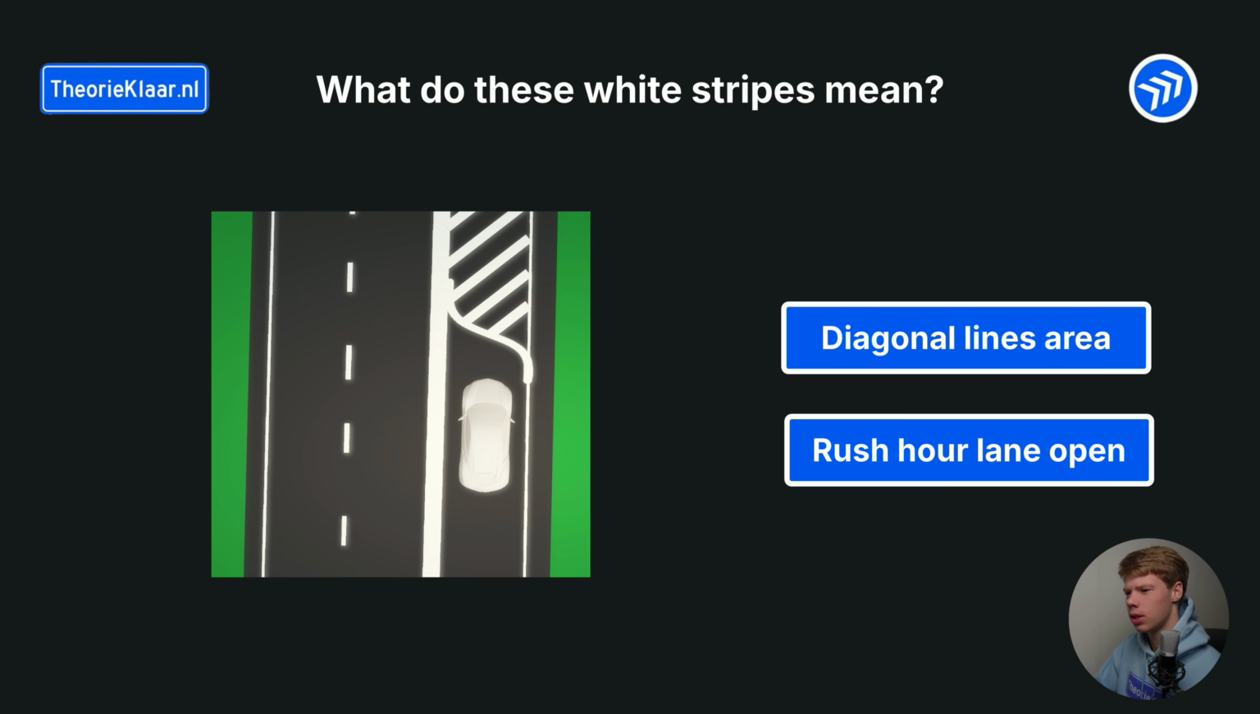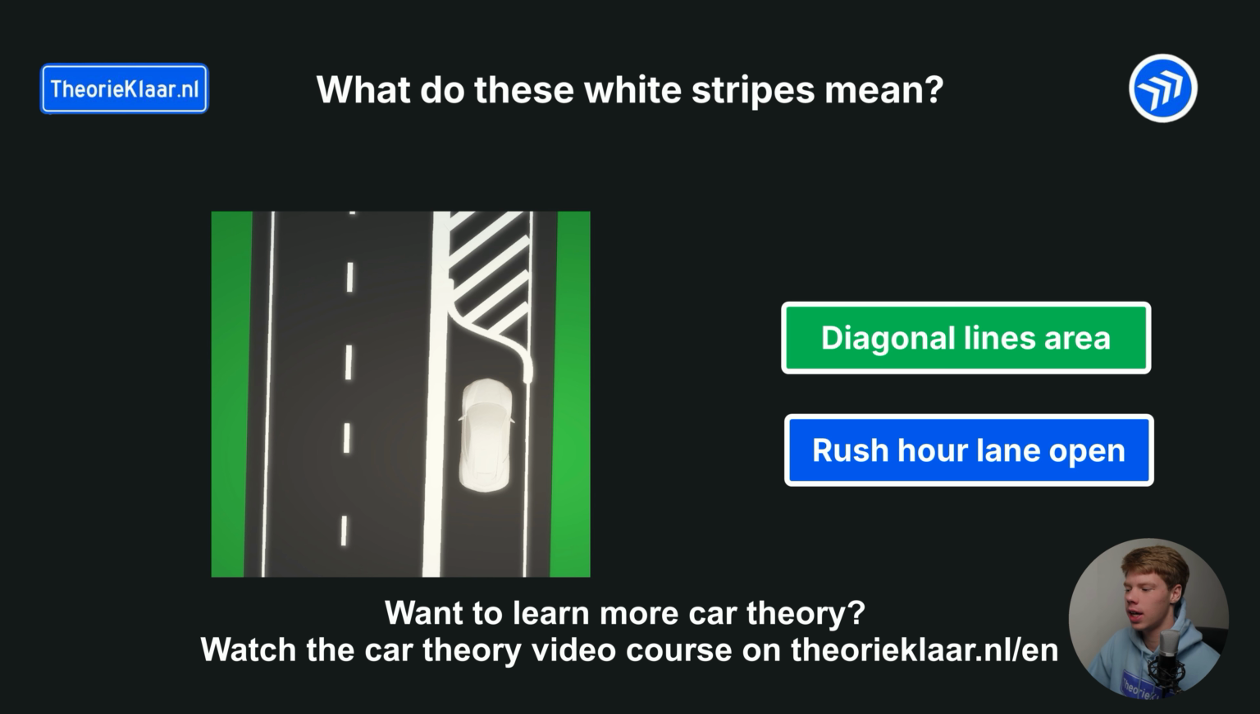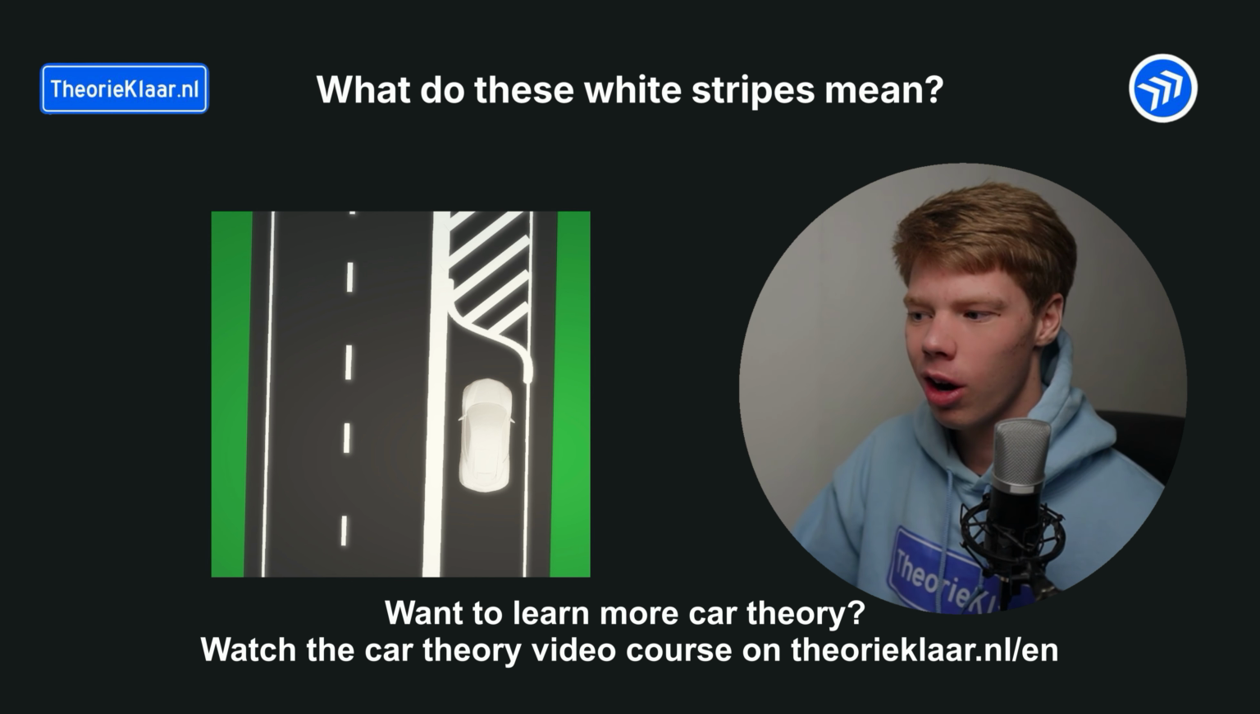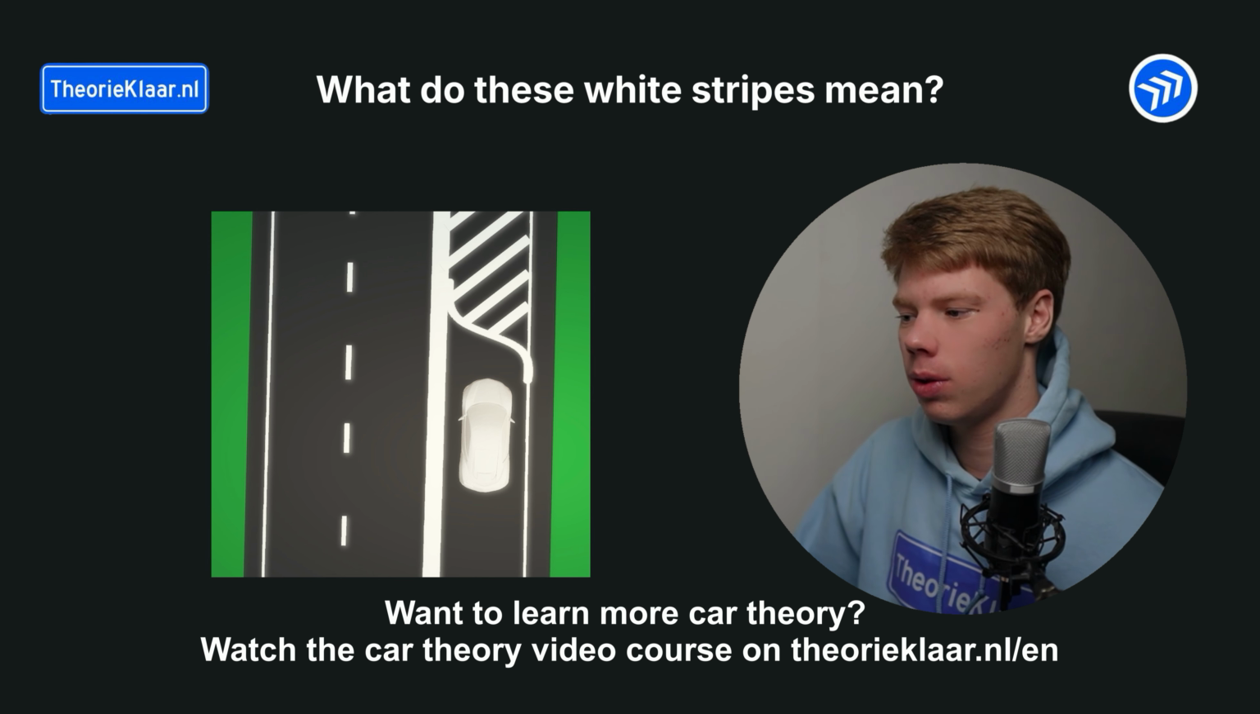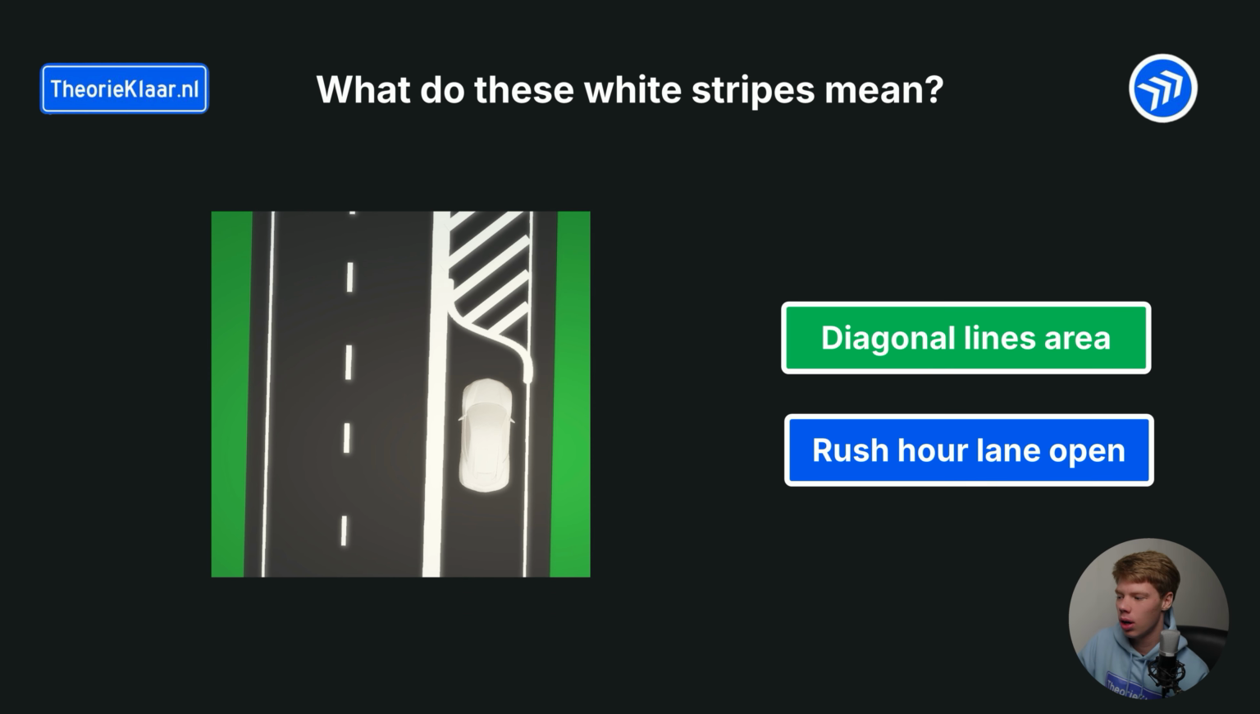What do these white stripes mean? So the white road marking, is that a diagonal lines area or a rush hour lane open? Then the right answer is that it is a diagonal lines area. That is a road marking and normally you are never allowed to drive over a diagonal lines area. But you are allowed to drive over it if you are in the rush hour lane. Only then you are allowed to drive over this displacement lane.